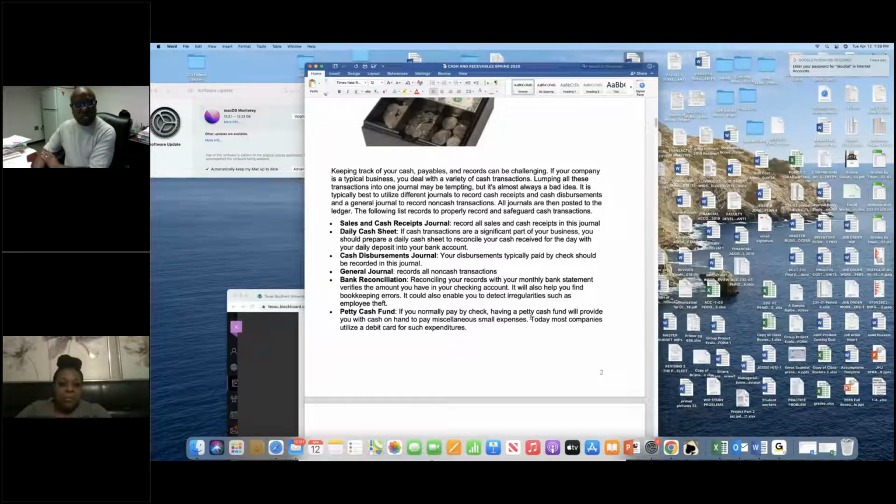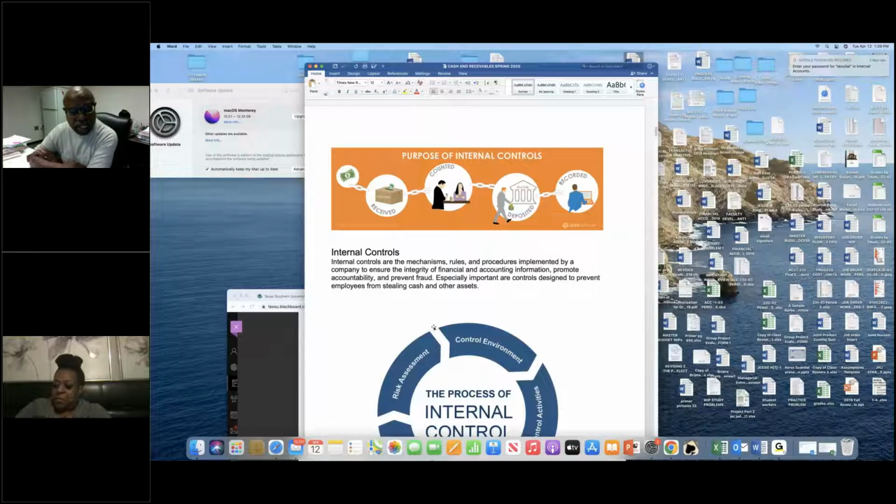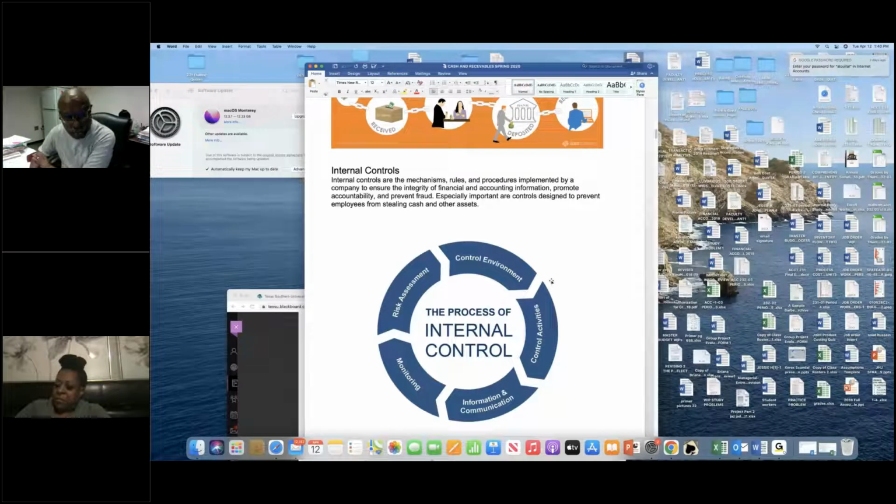Then we get into internal control. And of course, your assets, including cash, all the assets have to be protected. And so a company has to have a strong process of internal control: control environment, control activities, information and communication, monitoring, risk assessment. So all of these are items in internal control.